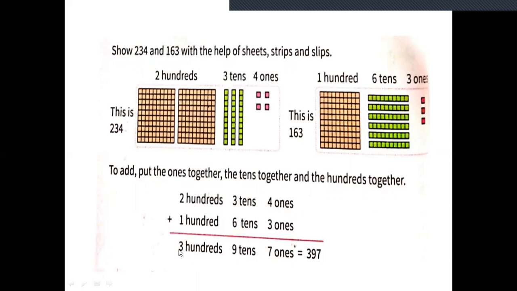So what will be the answer? For 200, 3 tens, 4 ones plus 100, 6 tens, 3 ones, the answer is 300, 9 tens and 7 ones, which is nothing but 397. Always put the values in the correct place and add from the ones place. Hundreds go in the hundreds place only, tens together and ones together, and add from the ones place.